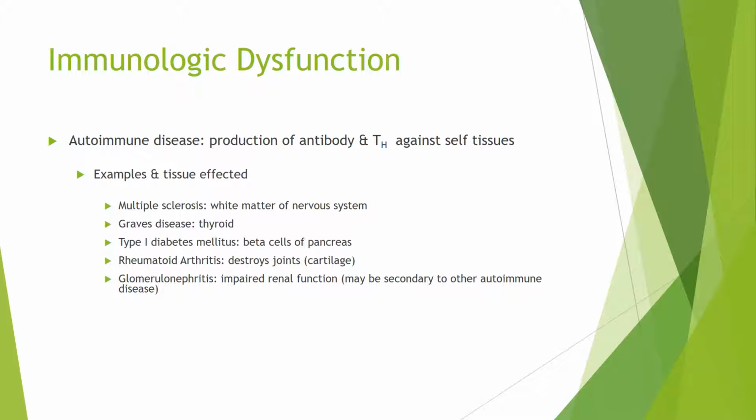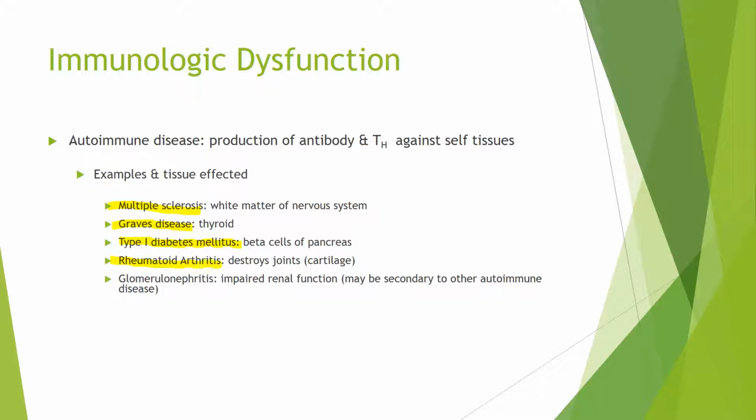With autoimmune diseases, this is where the production of antibodies and helper T cells are against itself, recognizing itself as a foreign invader. Common examples include MS, multiple sclerosis, which will attack the myelin, the white matter of the nervous system. Graves' disease will attack the thyroid, and so will affect metabolism. Type 1 diabetes mellitus will attack beta cells of the pancreas, and type 1 is commonly referred to as juvenile diabetes.